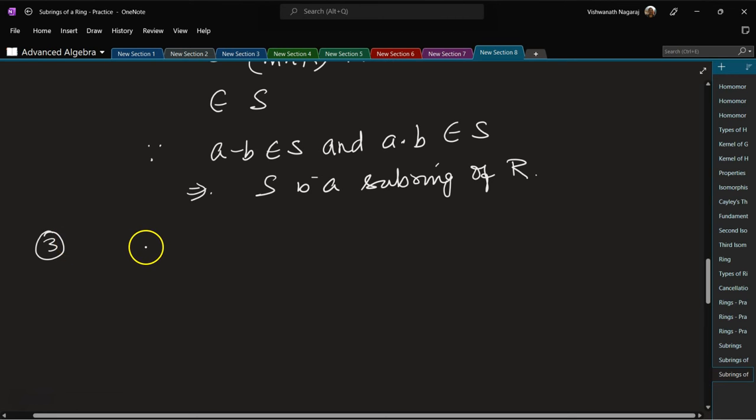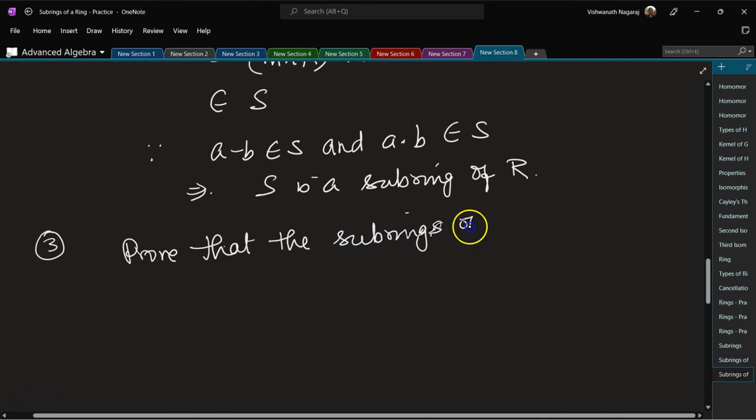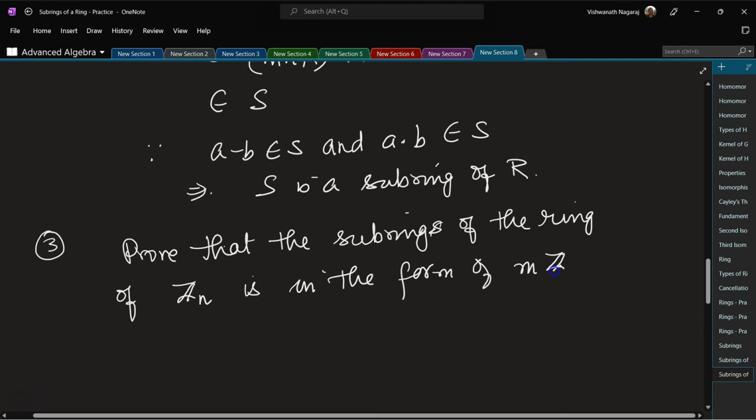Now here, what we have to do is prove that the subrings of the ring of integers modulo n, under modulo addition and multiplication, are in the form of mZn. So here mZn is equal to the set of ma, where a belongs to Zn and m belongs to Z.